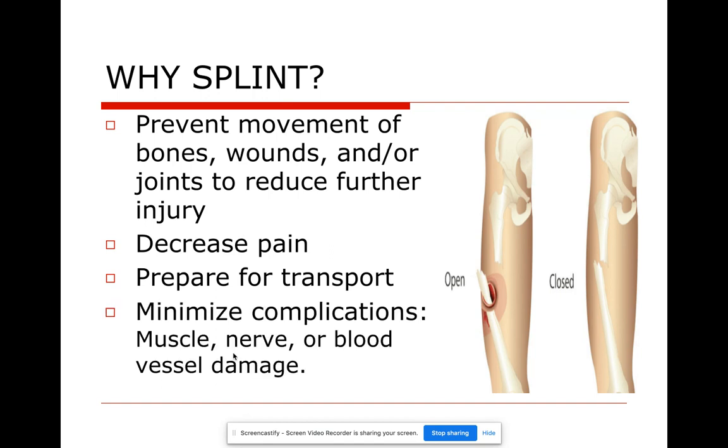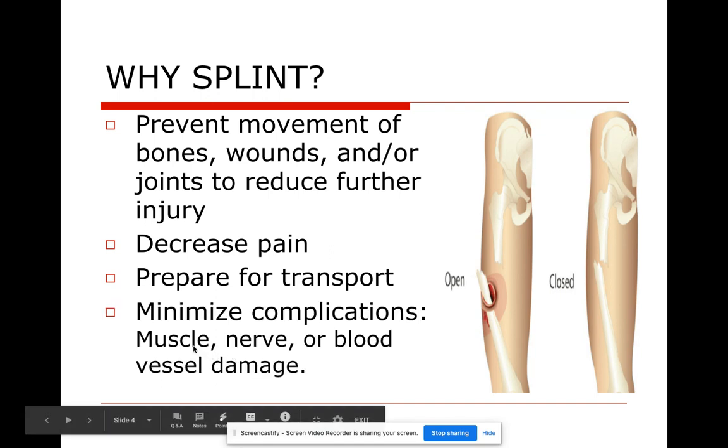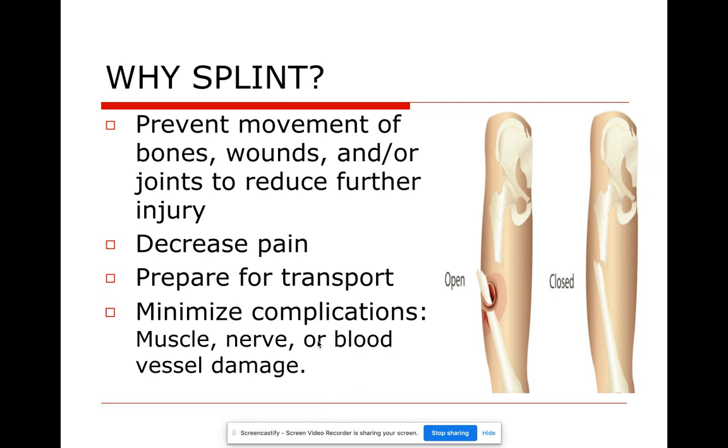And lastly, to minimize complications in the muscle, nerves, and blood vessels that can become damaged. So if we're looking at this picture here, we have a closed or simple fracture. This bone, what is this bone? Is the longest bone in the body, attached to the pelvis and makes up the thigh. That would be the femur. So this is a fracture of the femur.